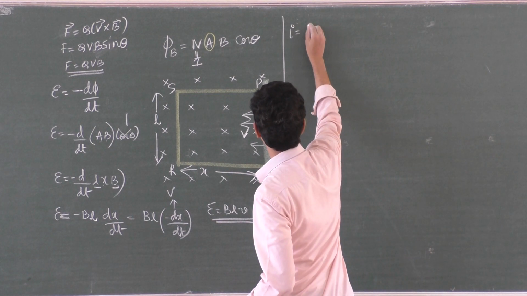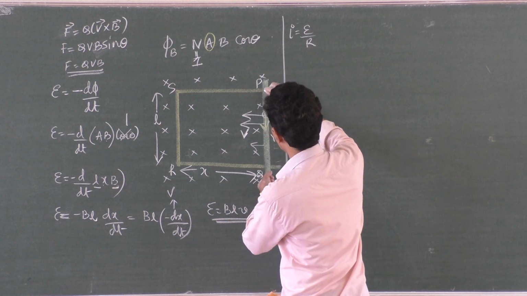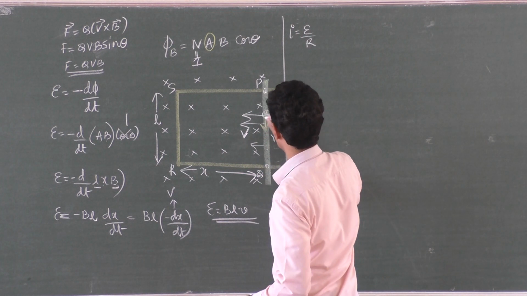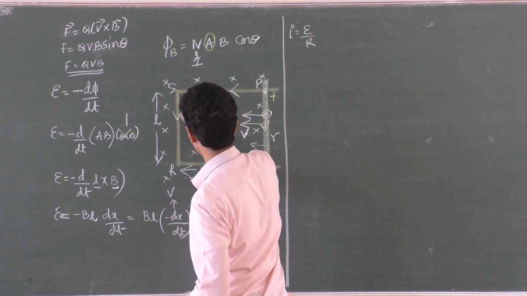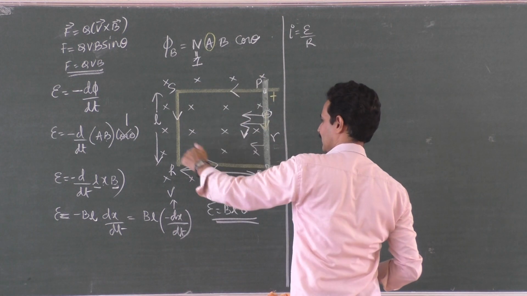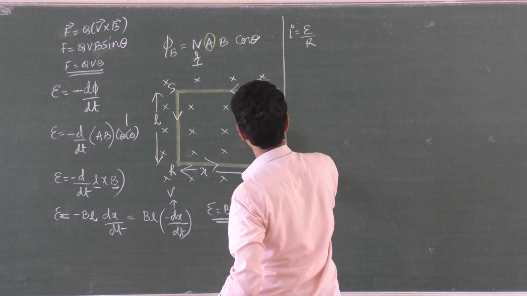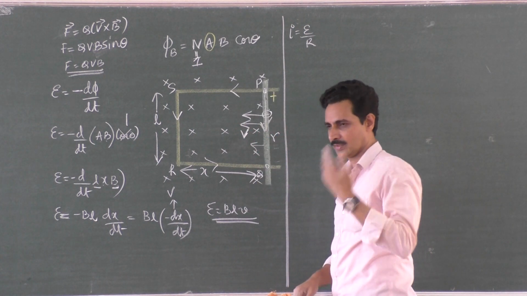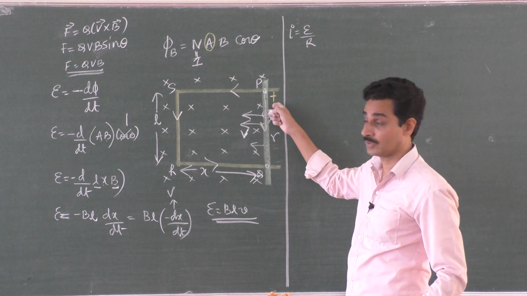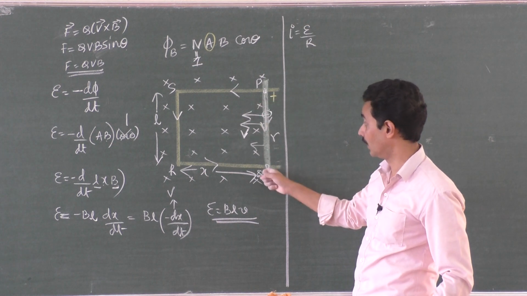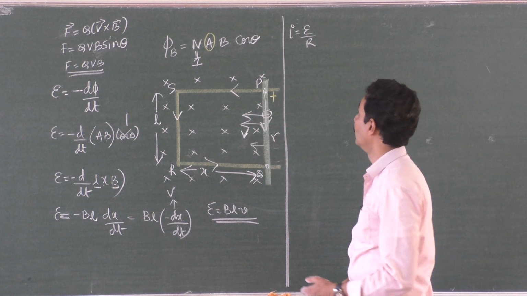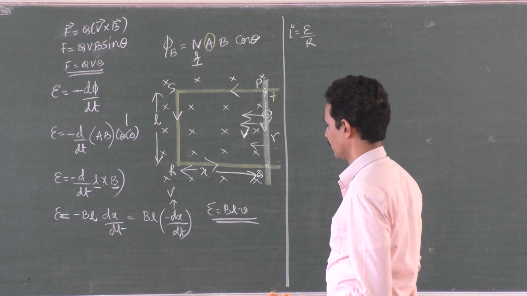Induced current I is equal to E by R. What is the induced EMF from here to here? Of course, current flows like this. Here the current flows like this. In this part, current is from P to Q, higher potential to lower potential. Here it is also higher potential to lower potential. Right? Here should be the higher potential because positive charges are moving from here to here. So from higher to lower potential. I is equal to E by R.